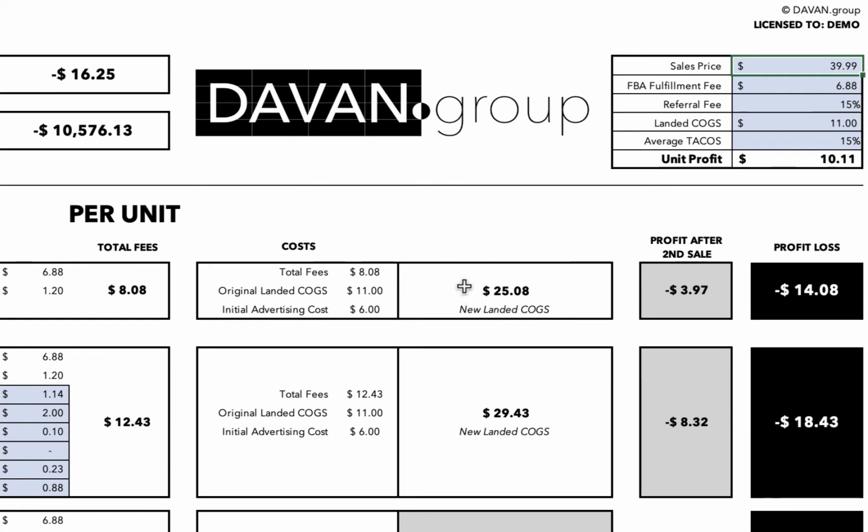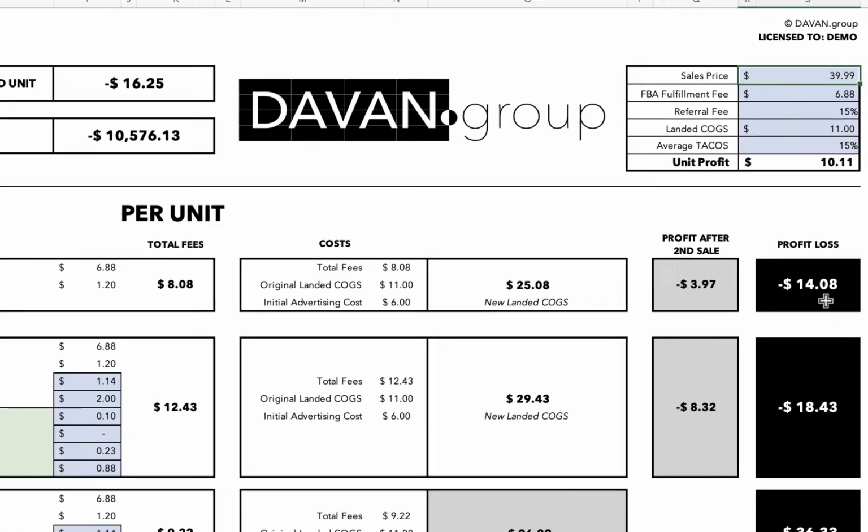If we're going to sell that now, also using 15% TACoS, then we would actually only receive a profit after sale of negative $3.97. So I'm actually losing money selling that unit. And the total profit loss, instead of me making originally $10.11 for that unit, I've made negative $3.97. That means I lost $14.08 profit because the customer decided to return that unit.